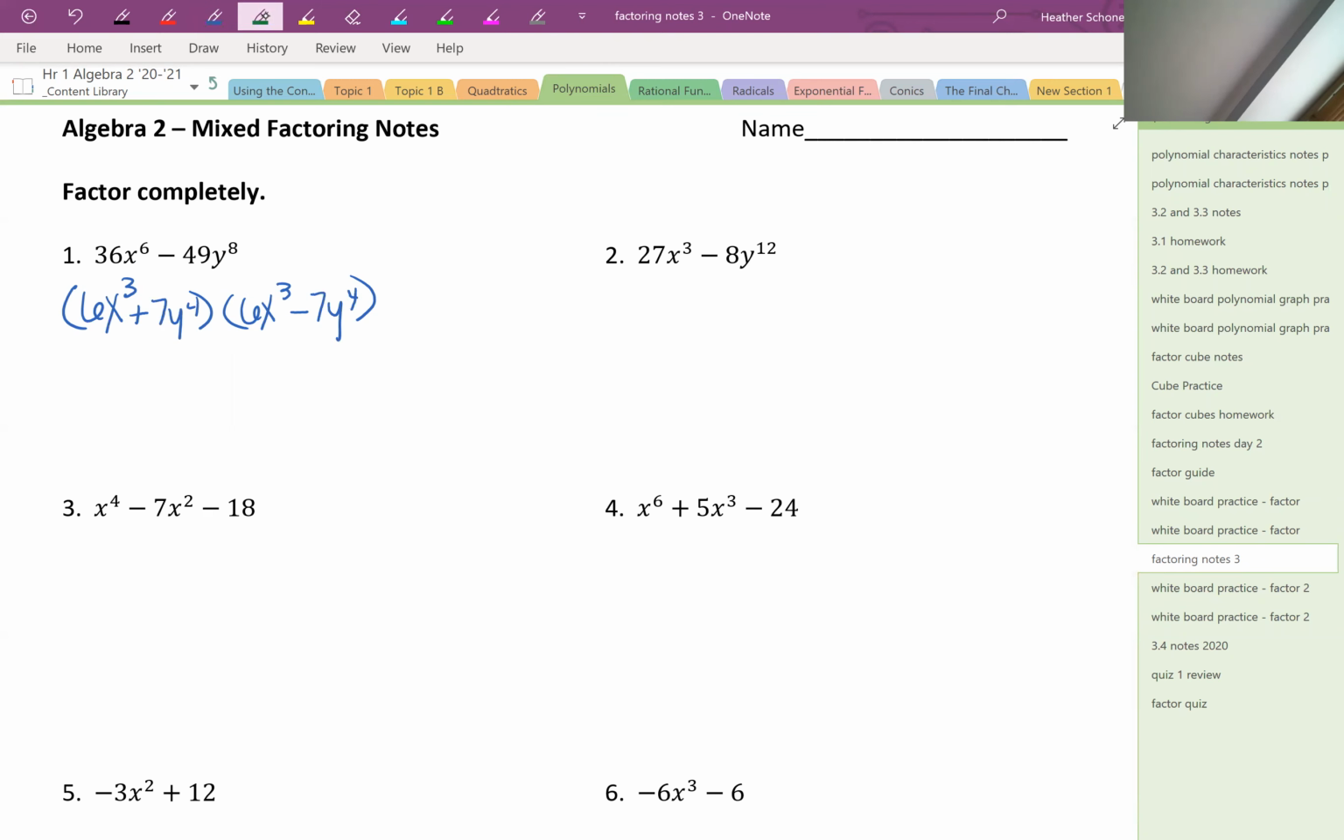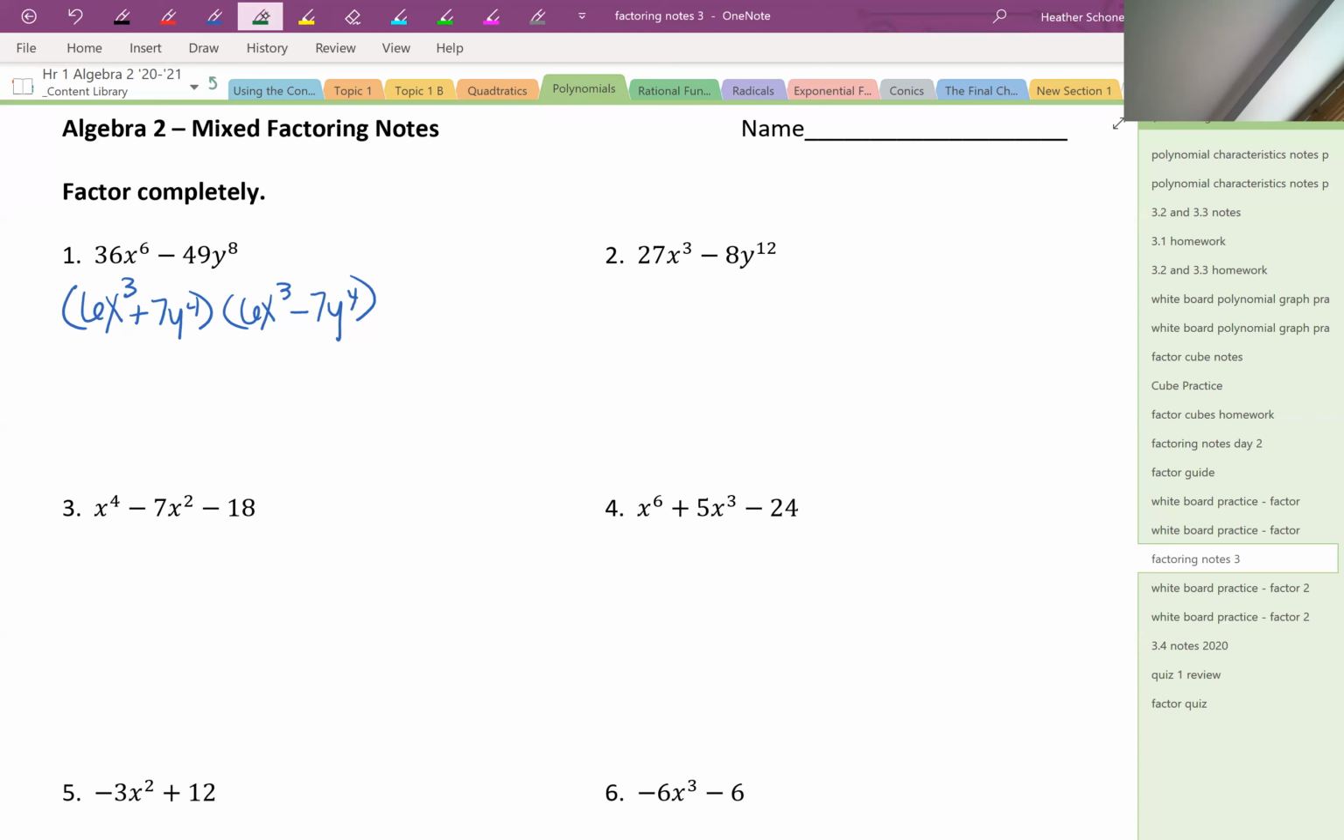Okay, let's try this again on number 2. On number 2, the first thing we look for is the greatest common factor. There isn't one. Then we see that it is a binomial. Now we have to decide if it's squares or cubes. Squares, all the exponents are divisible by 2. Cubes, all the exponents are divisible by 3. On this one, the only one that works would be cubes.